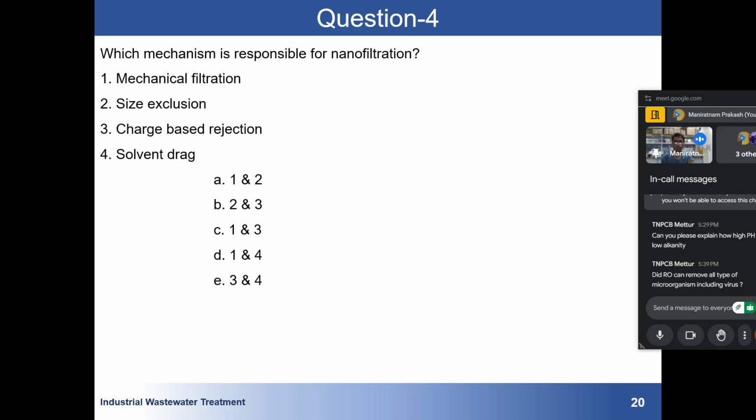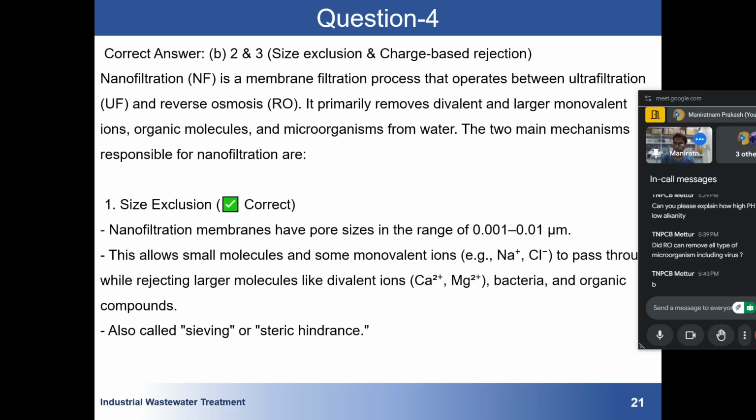Then we have question number 4. Which of the following mechanisms is responsible for nanofiltration? I have B, that is 2 and 3. Let's see. Yes, the correct answer is B, 2 and 3, size exclusion and charge-based rejection. Nanofiltration is a membrane filtration process that operates between ultrafiltration and reverse osmosis. It primarily removes divalent and larger monovalent ions, organic molecules, and microorganisms from water.